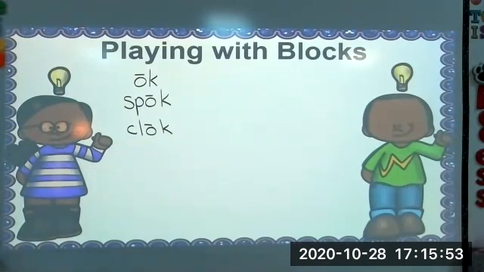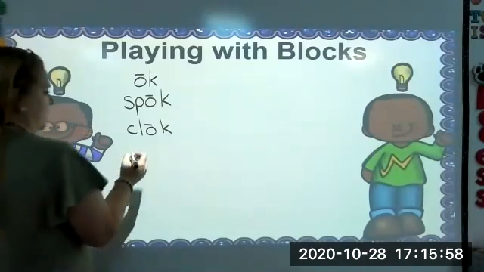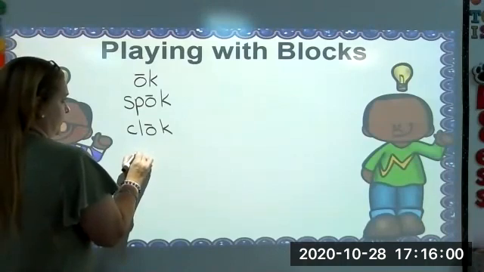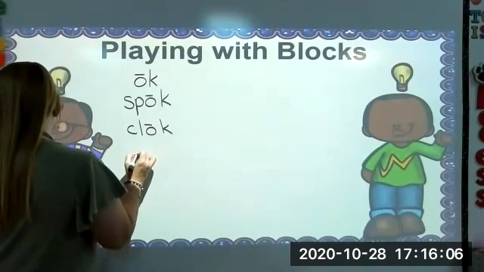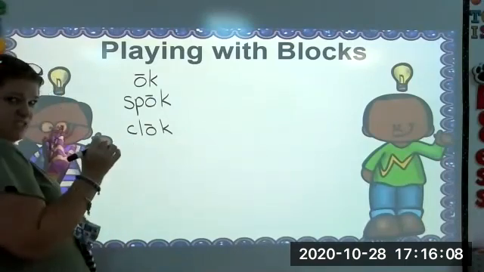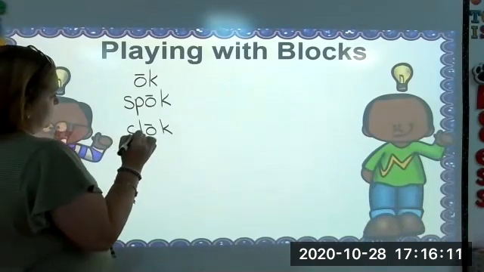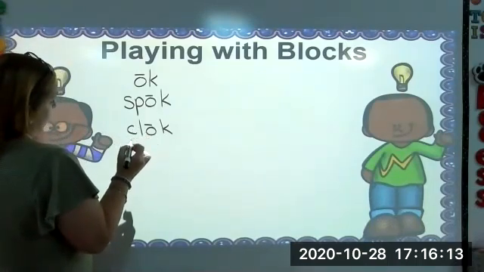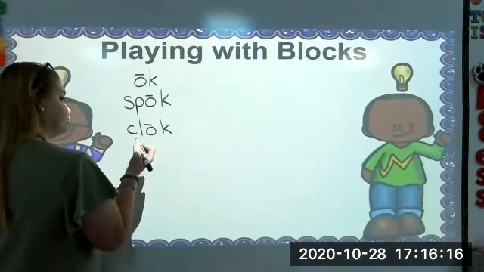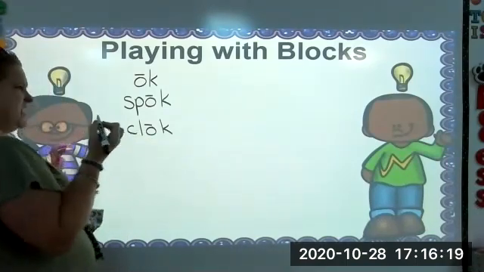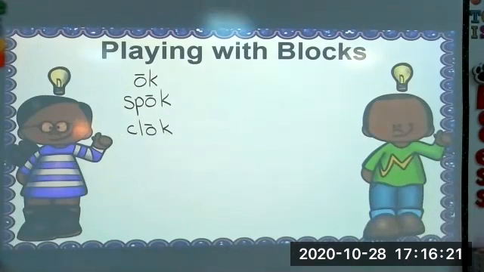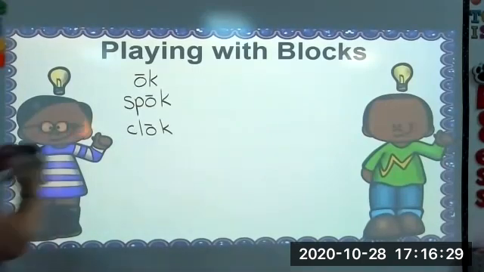So can you guys think of any other words that have oak in them? I can think of spoke, cloak. Can't think of anything else off the top of my head. I know there are plenty, I just can't think of them because I'm on the spot right now. All right, so we're going to do another one.